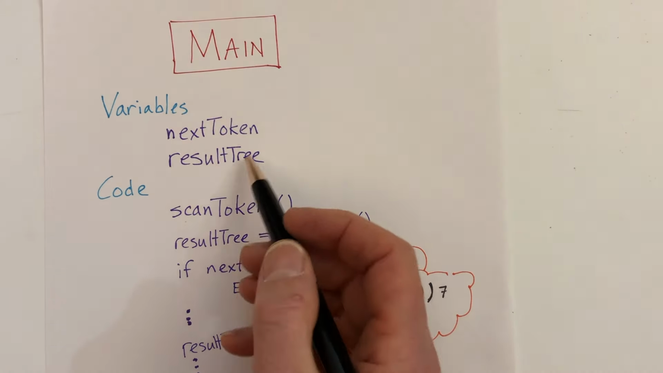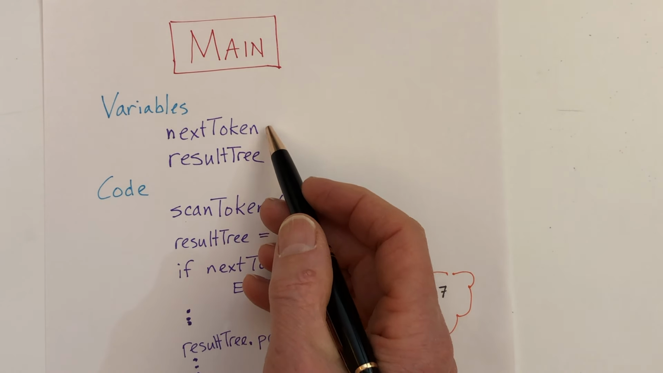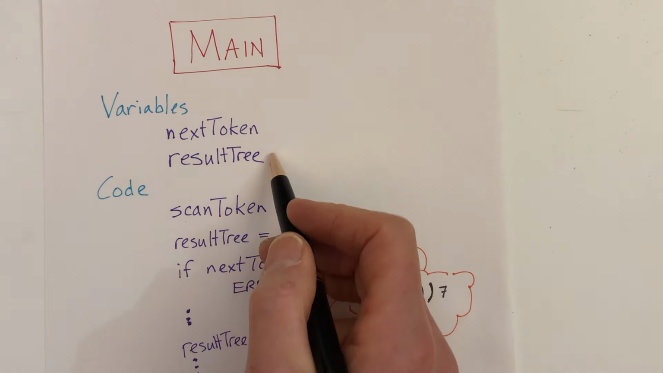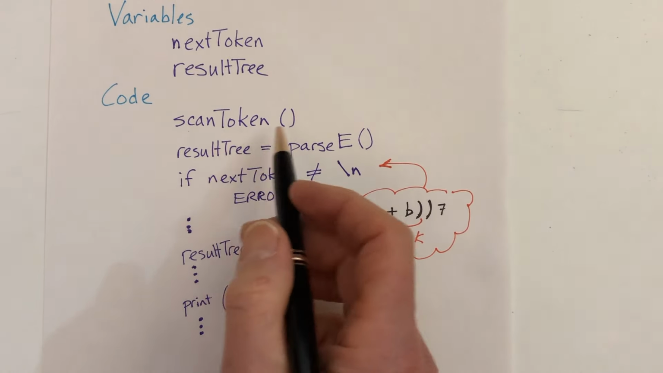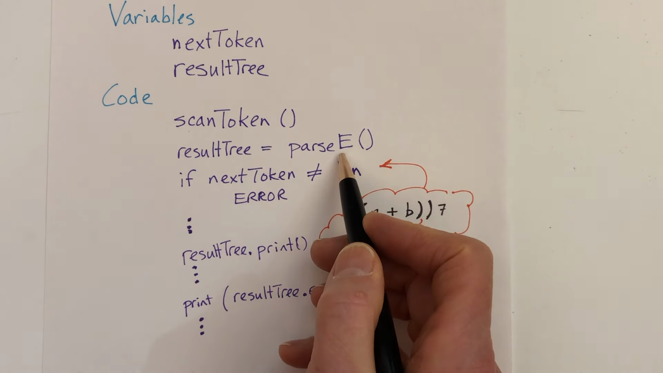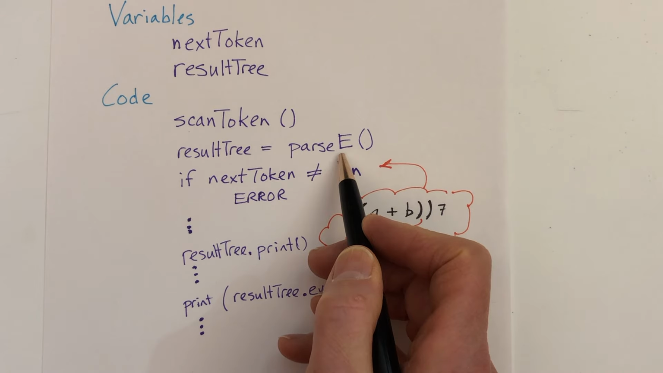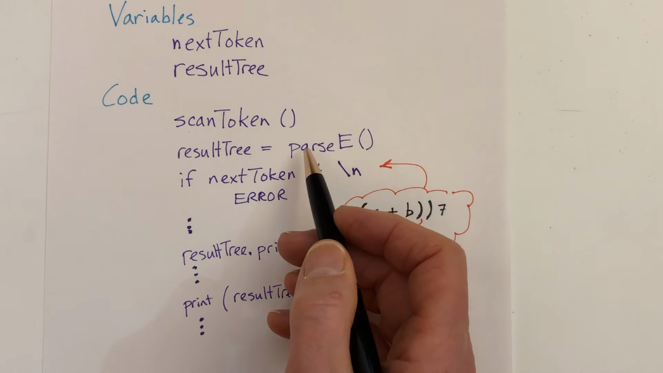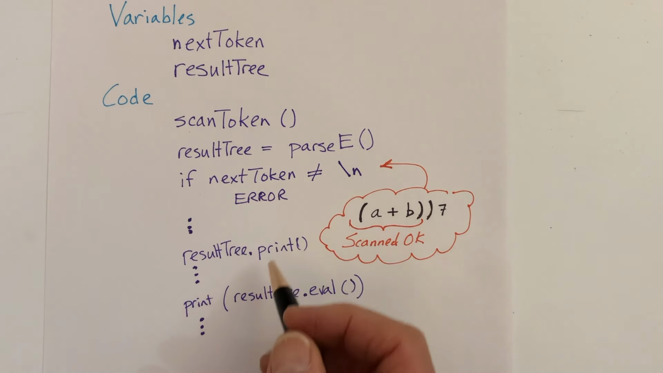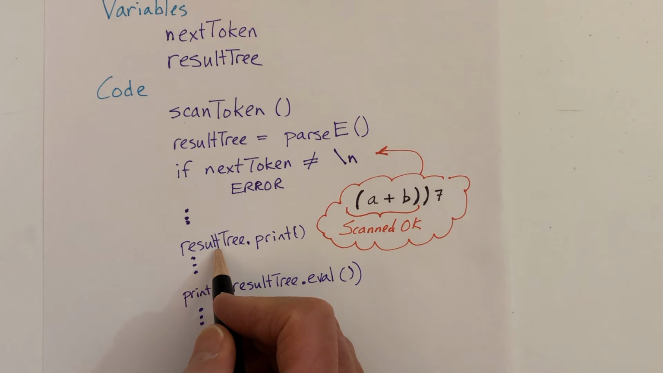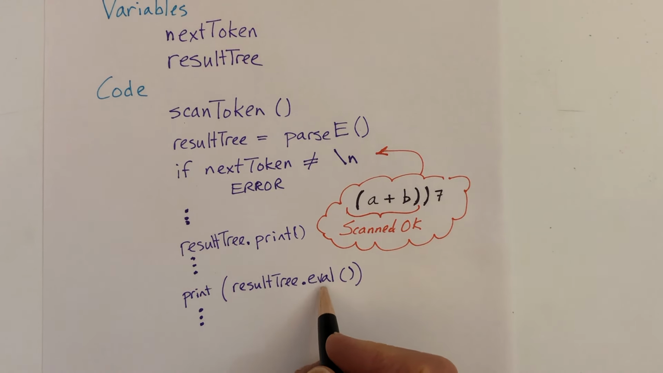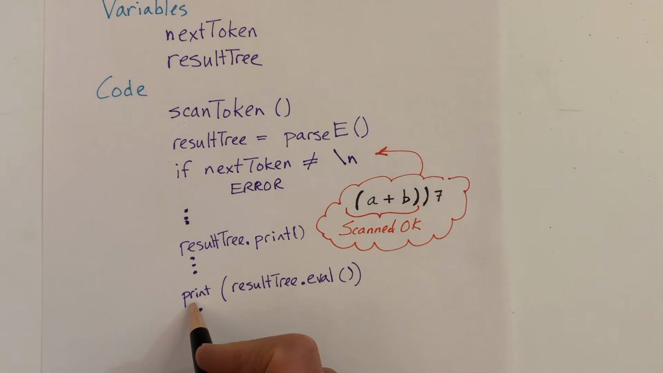So here's the overall organization of the program. We'll have a couple of variables. Next token is a global variable that's shared among all the parsing functions, and we have a variable called result tree. So what our program is going to do is start by scanning the first token and then calling parse E to parse the entire expression. That builds a representation, which it returns, and we store that in result tree. Then we might print out that tree to see what it is we read in, or we might call eval to evaluate the expression and then print the result.